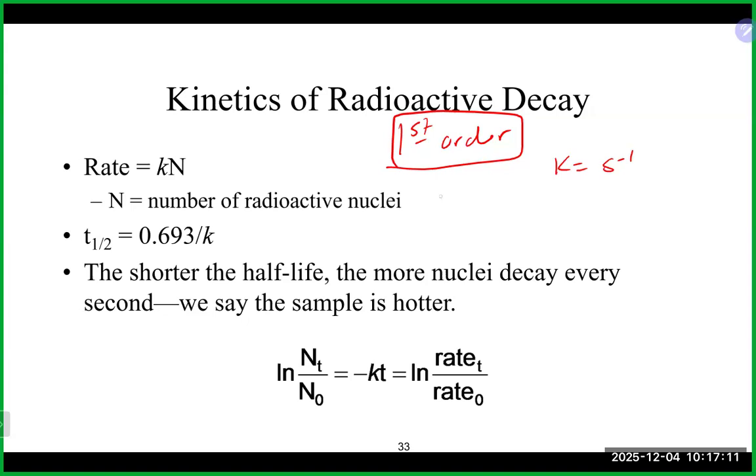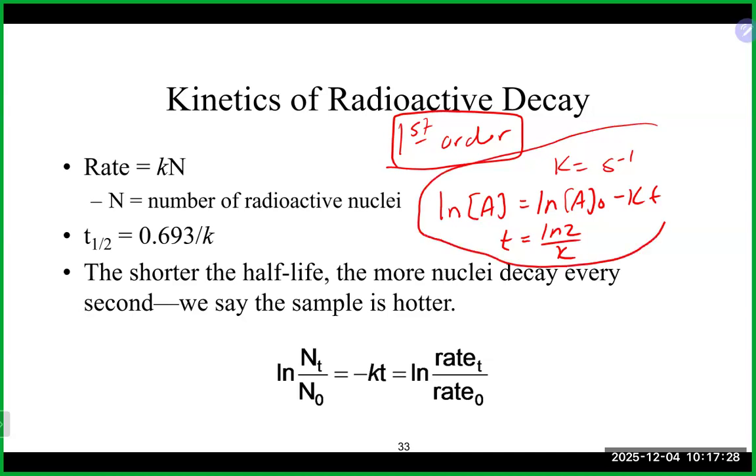It has the integrated rate law, right? The natural log of A is equal to the natural log of A naught minus kt, and our favorite half-life equation ever, the natural log of 2 divided by the rate constant. So my recommendation is, since you already know these, they're really the same formulas that you use for radioactive decay here.